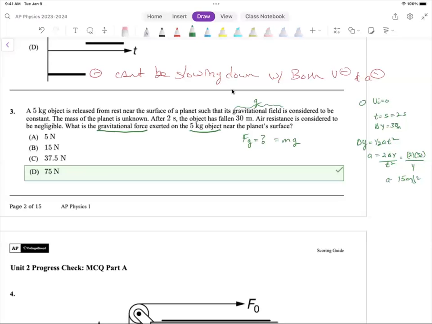So that is the acceleration that the object is experiencing, and that is the acceleration due to gravity on that planet. So now I can go and determine its force of gravity, which is 5 times 15, which is 75 newtons.